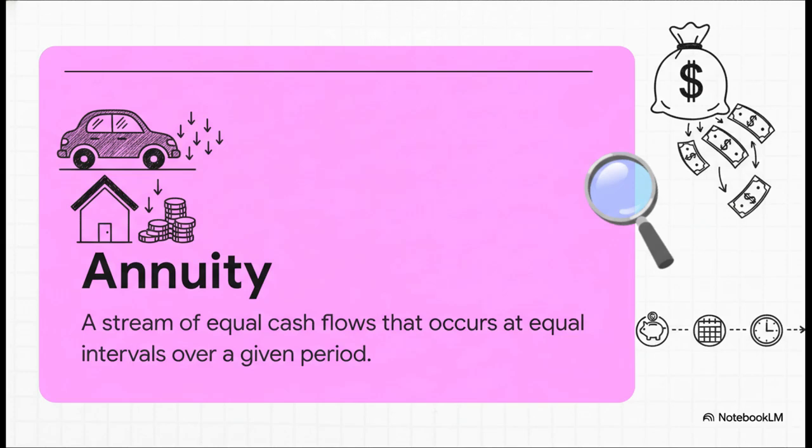Your monthly car payment? That's an annuity. Your rent payment? Yep, an annuity. Even those giant lottery payouts are usually paid out as an annuity.